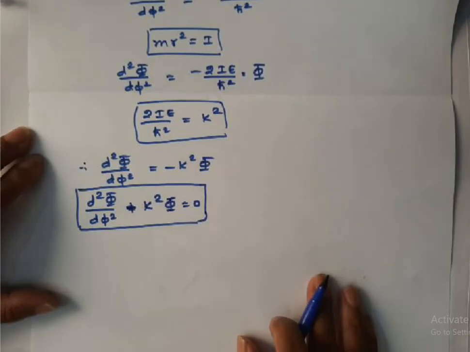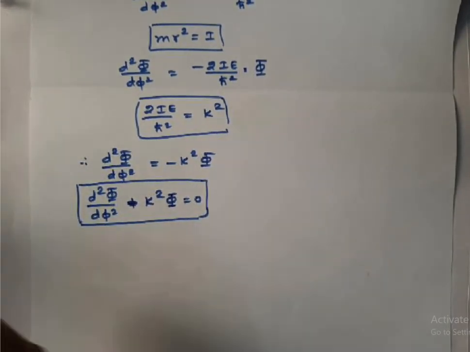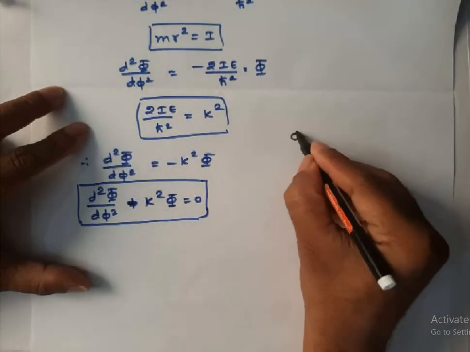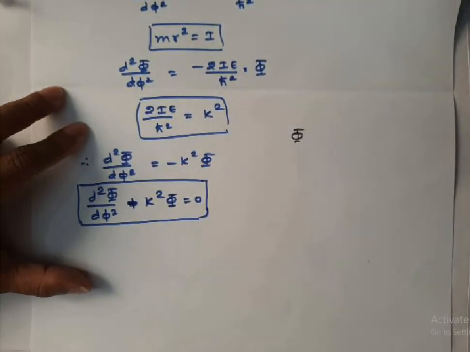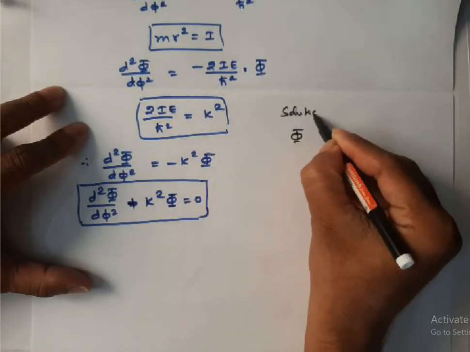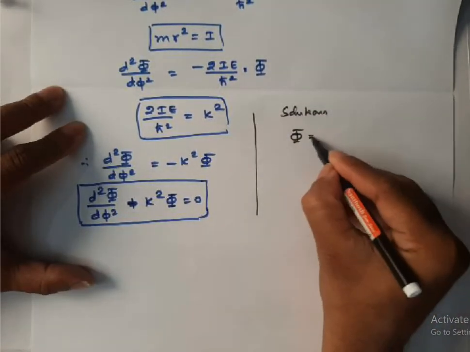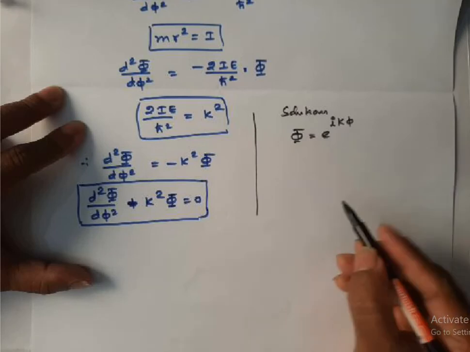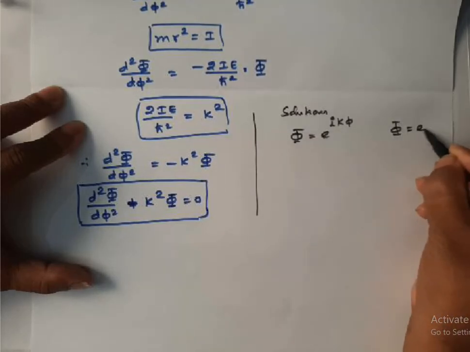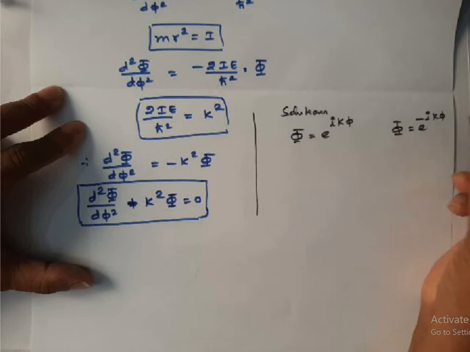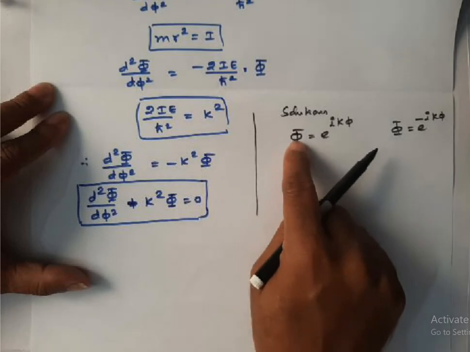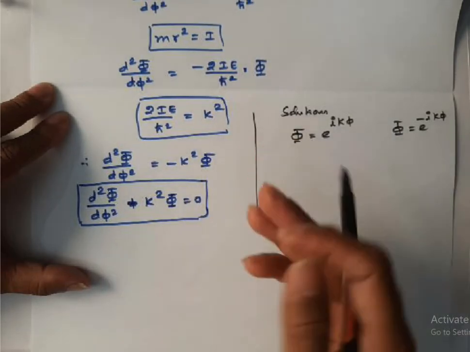Now we have to solve this, and it is a very simple system. I'll give the solution and I'll show you whether the solution is correct or not. For this, two general solutions are possible. What are the possible solutions? Phi equal to e power i k phi. This is one solution, and another solution is Phi equal to e power minus i k phi. Both these solutions are equally valid. If you want, you can check it: differentiate this 2 times and substitute in this equation. Let us check whether it is correct or not.